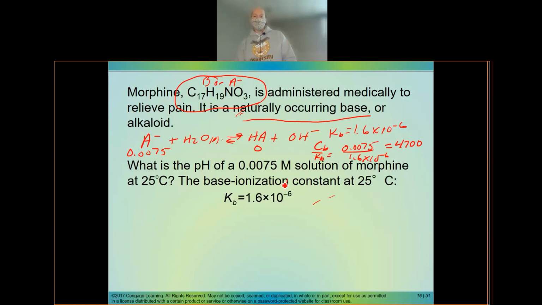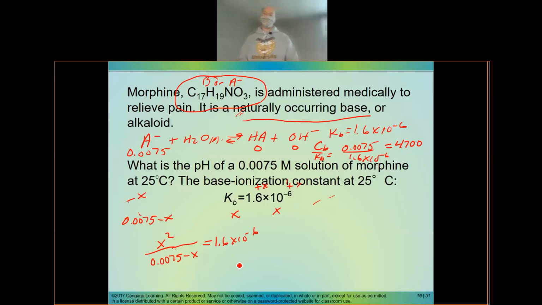All right, so we had zeros on the right, so it has to go to form some. So minus X, plus X, and plus X. And so at equilibrium, we have 0.0075 minus X, we have X, and we have X. And so we have X squared over 0.0075 minus X is equal to our KB of 1.6 times 10 to the minus 6. And since our ratio of our initial concentration over KB was greater than 1,000, we can neglect the X and we don't have to check it.